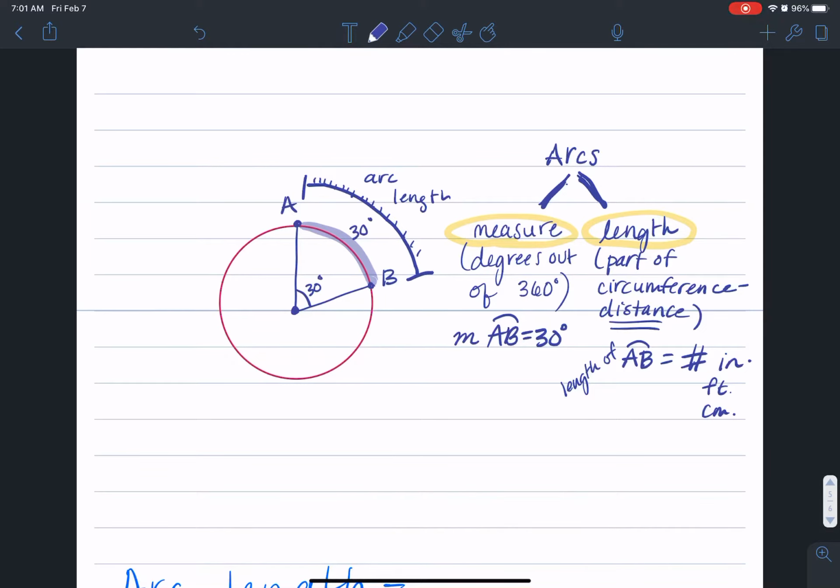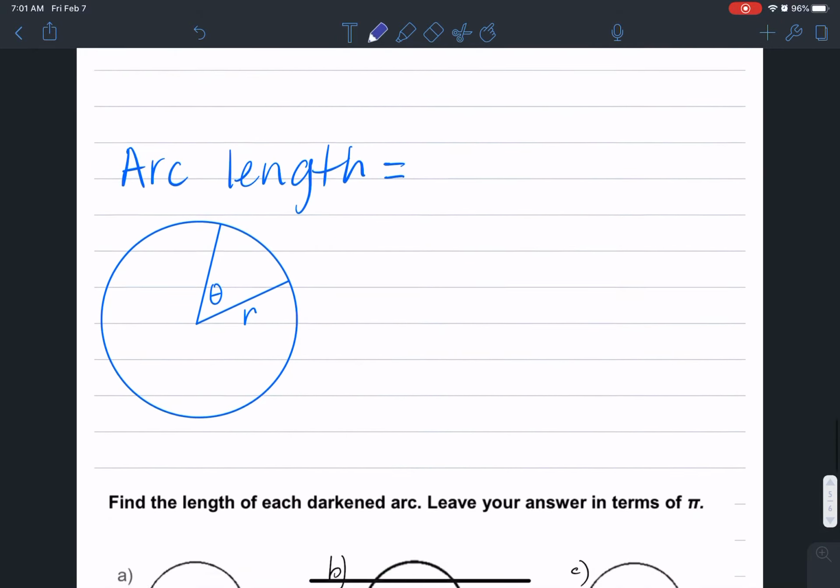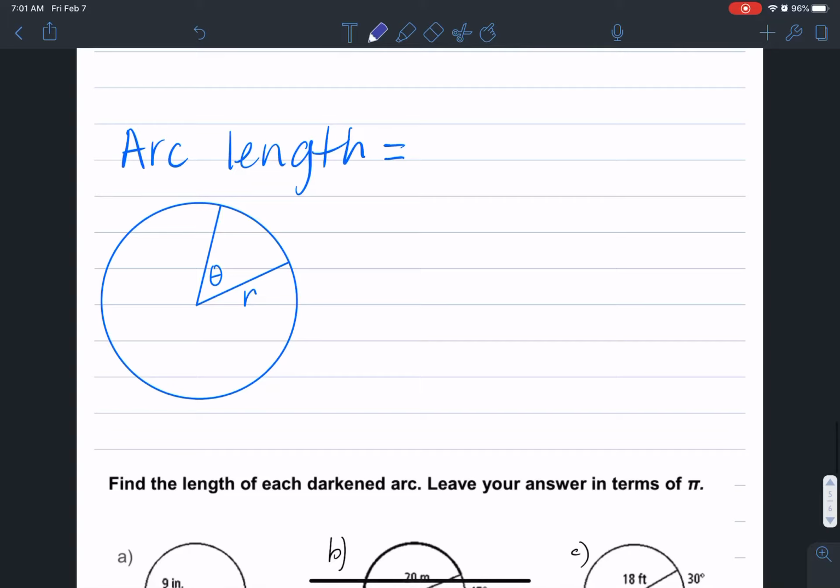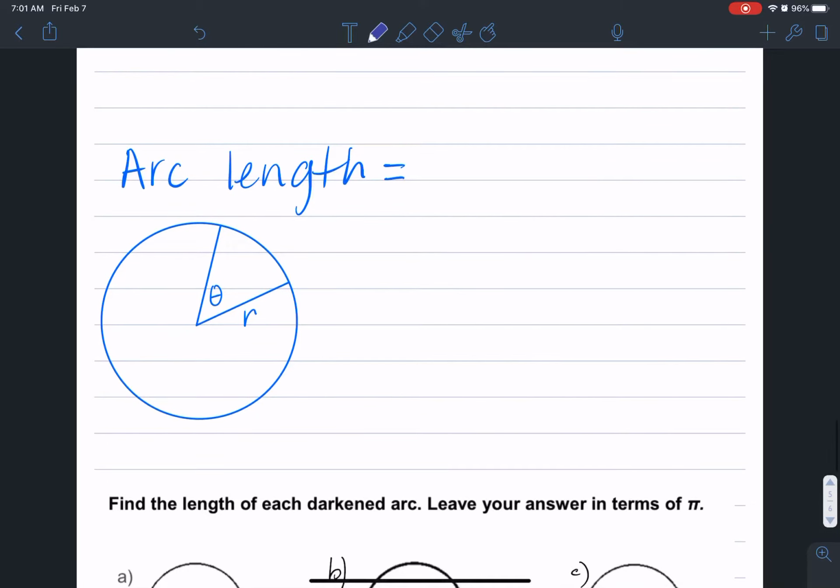Okay, so let's talk about arc length. Arc length will always equal the following formula that you need to know. Start memorizing. It's not hard. It's the circumference, which is 2 pi r, multiplied by theta divided by 360.